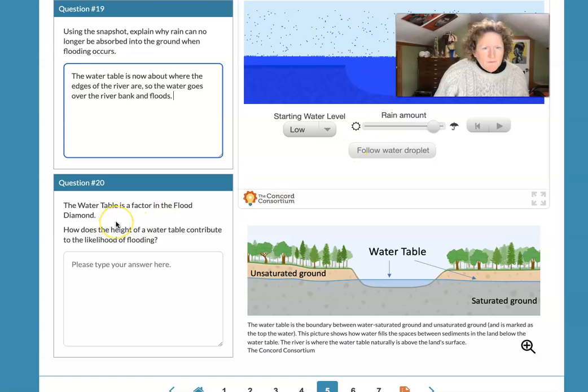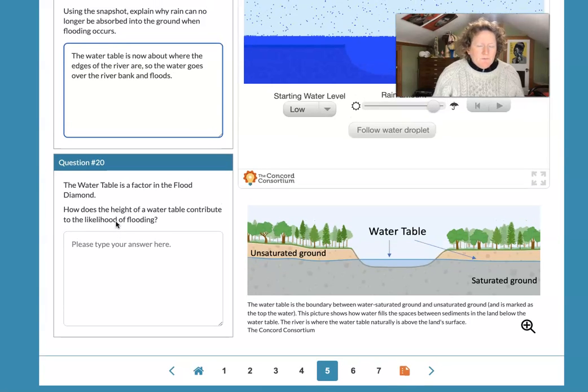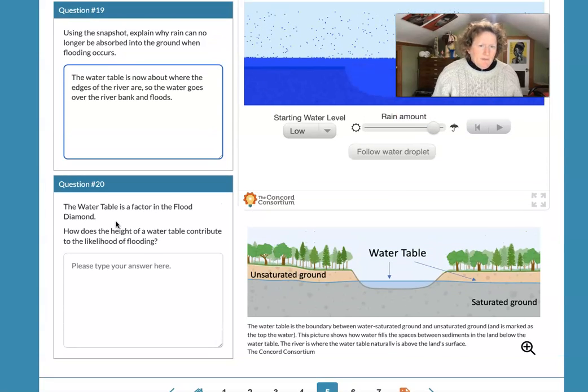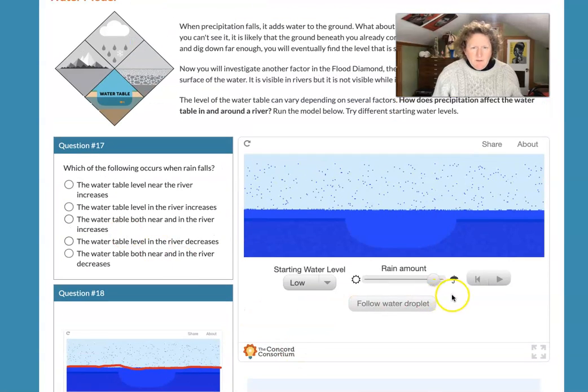The water table is a factor in the flood diamond. How does the height of the water table contribute to the likelihood of flooding? Well, while we're thinking about question 20, let's refresh this model here.